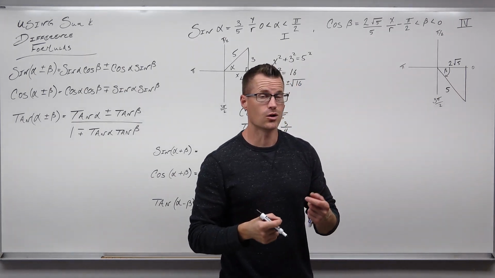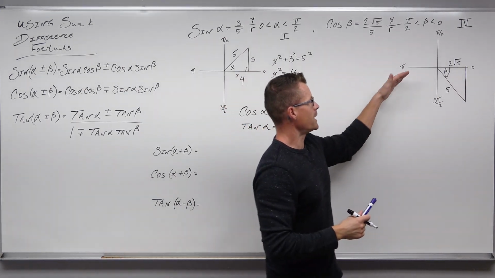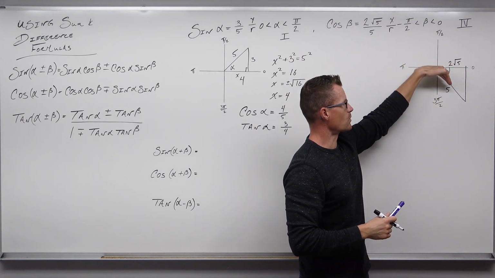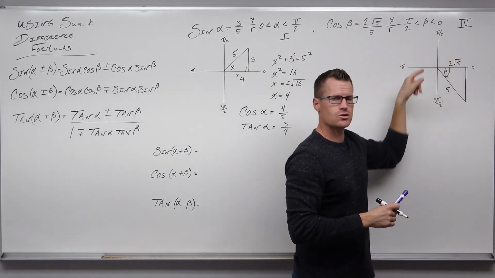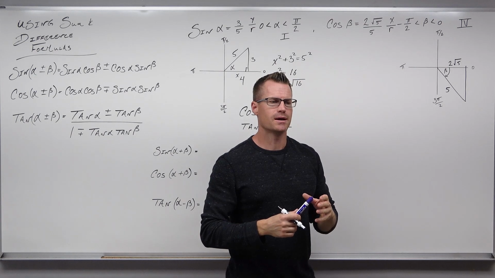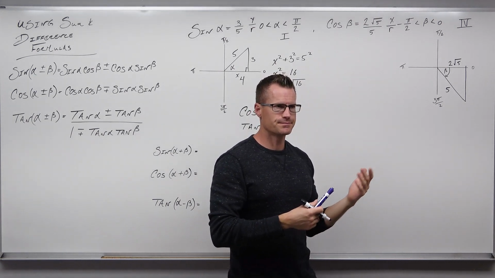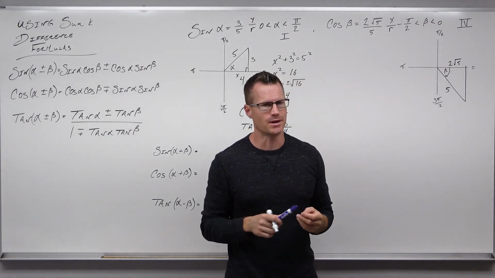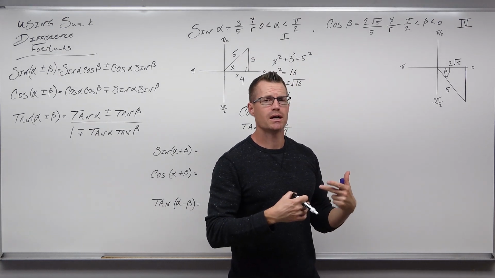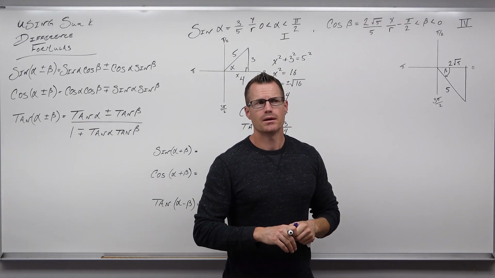So we've drawn the triangle that represents beta with an x of 2 square root 5 and a radius of 5. This would create some big circle with a radius of 5, and this would be not a unit circle, but a 5 circle or something. And that is what cosine of beta represents for us. Now, what do we have to do?